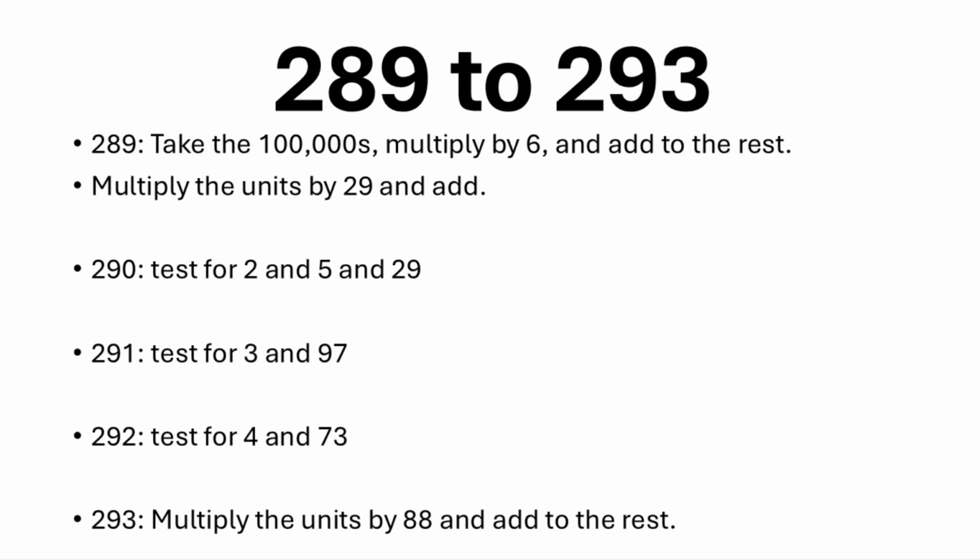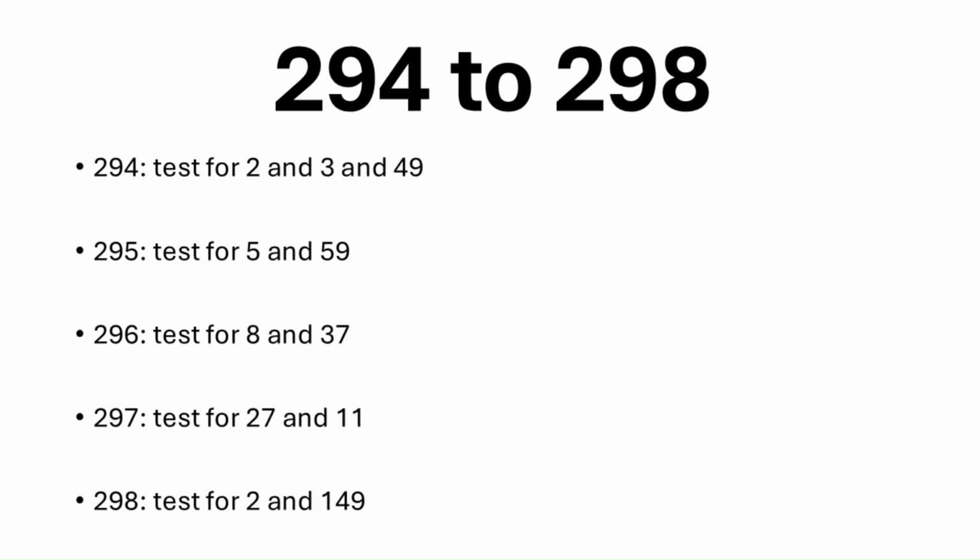289, take the 100,000s, multiply by 6, and add to the rest. Multiply the units by 29 and add. 290, test for 2 and 5 and 29. 291, test for 3 and 97. 292, test for 4 and 73. 293, multiply the units by 88 and add to the rest. 294, test for 2 and 3 and 49. 295, test for 5 and 59.